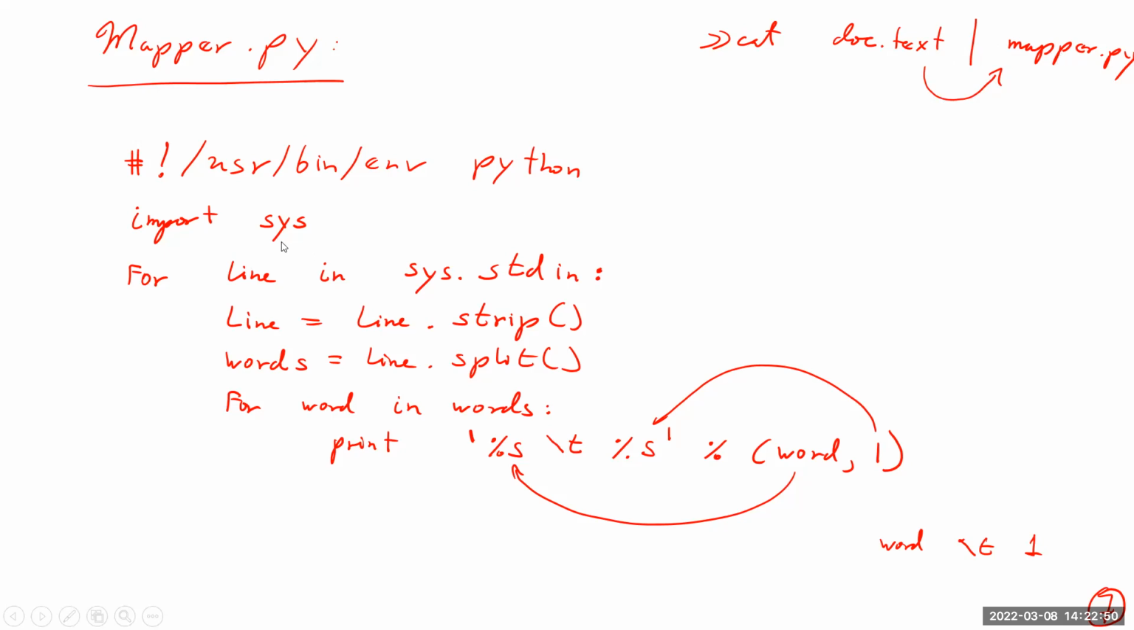mapper uses the sys object. And then if you notice, it uses something called standard in. You see this here? sys.stdin, you can think of that as the input that you receive from the pipe. Some kind of a list, an iterable object. And so now you can do for line in sys.stdin, right? And then you're going to iterate through it.